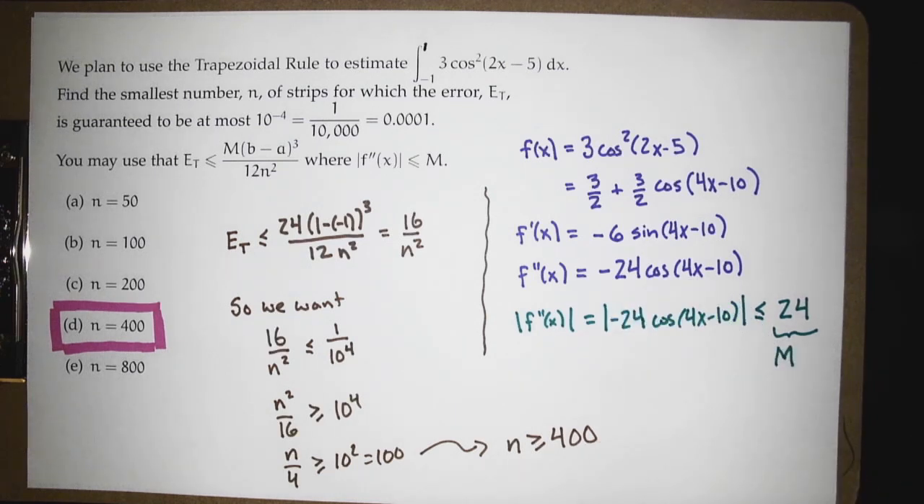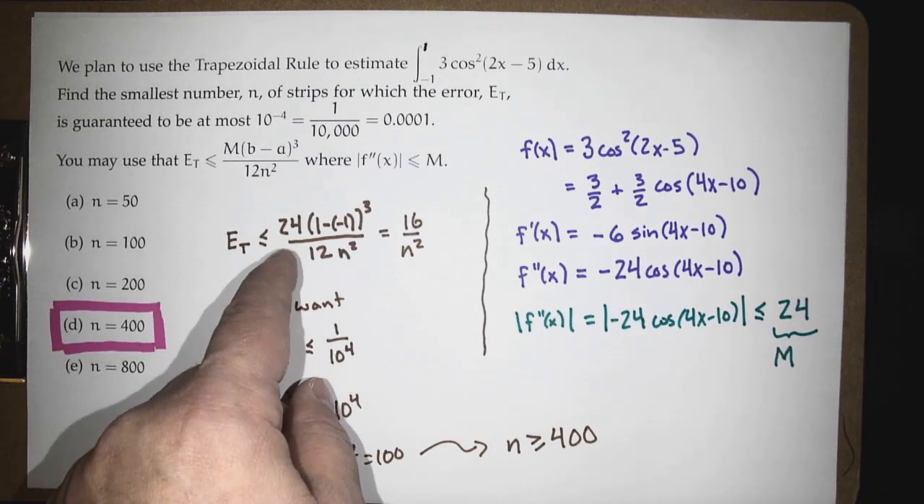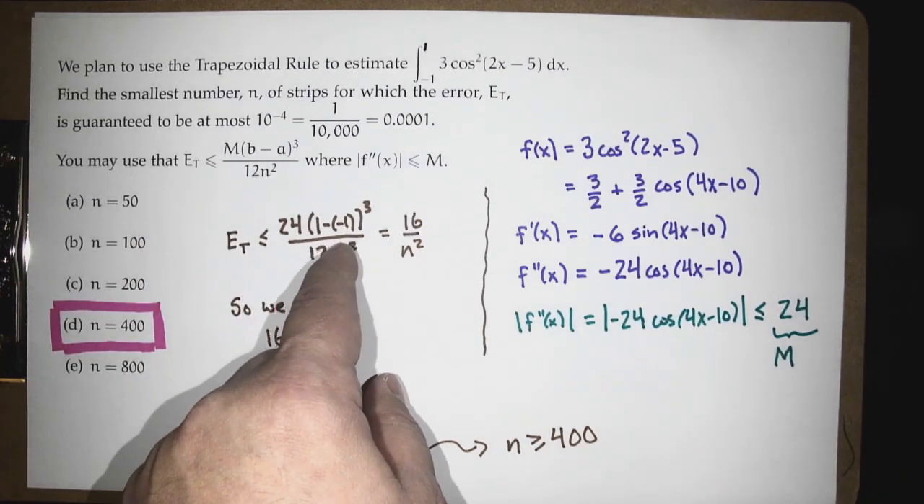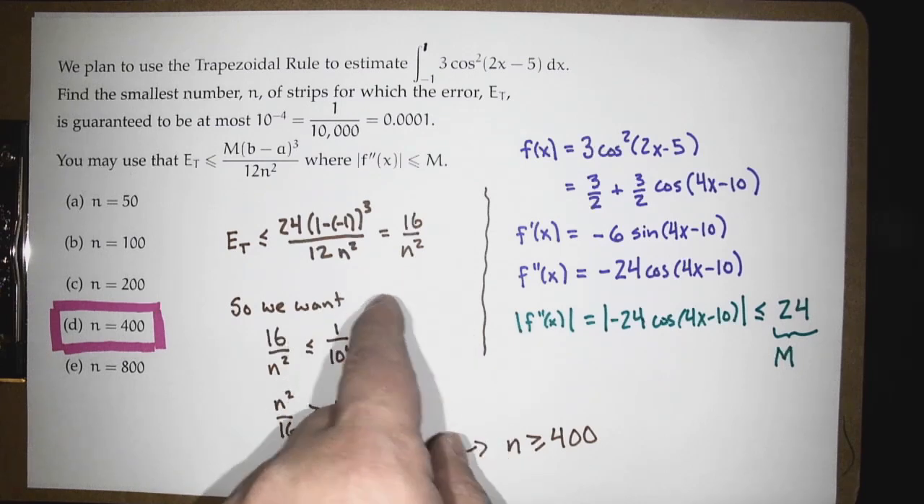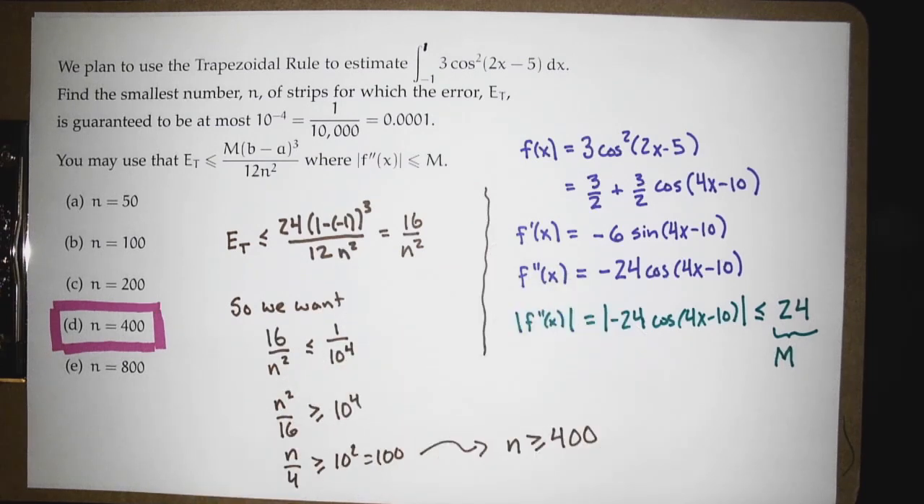Because you see cosine in the second derivative, one nice thing to remember about cosine and sine is that they're bounded. They never go above 1 and never go below -1. So we can use that information to control the size. That tells us that the M we should be using is 24. Plug in what we have: 24 times (1 minus -1) cubed over 12n squared. If we clean it up, that becomes 16 over n squared.